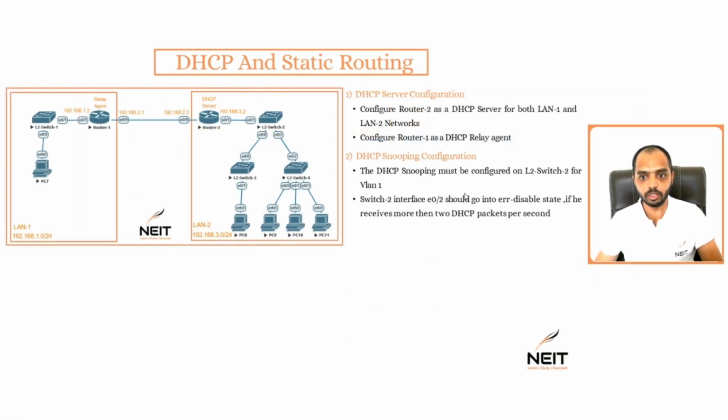Now the next task is the DHCP snooping configuration. DHCP snooping must be configured on layer 2 switch 2 for VLAN 1. Also, if switch 2 interface E0/2 receives more than 2 DHCP packets, then that interface should go into error disable state. So E0/2. Okay, let's start this configuration.